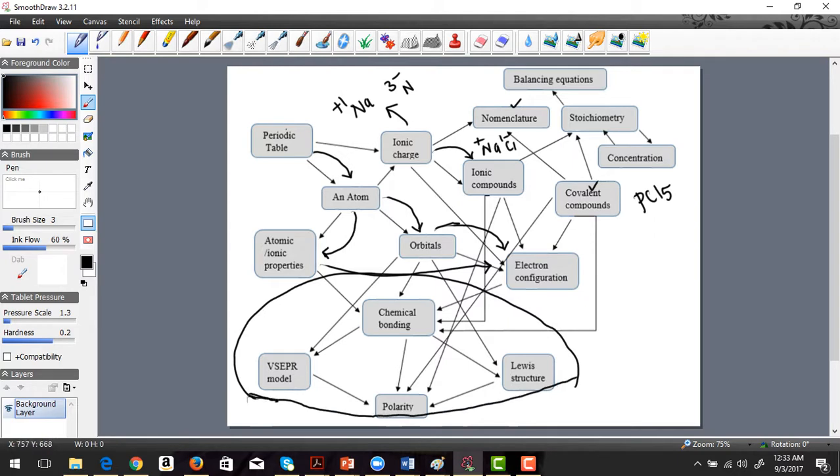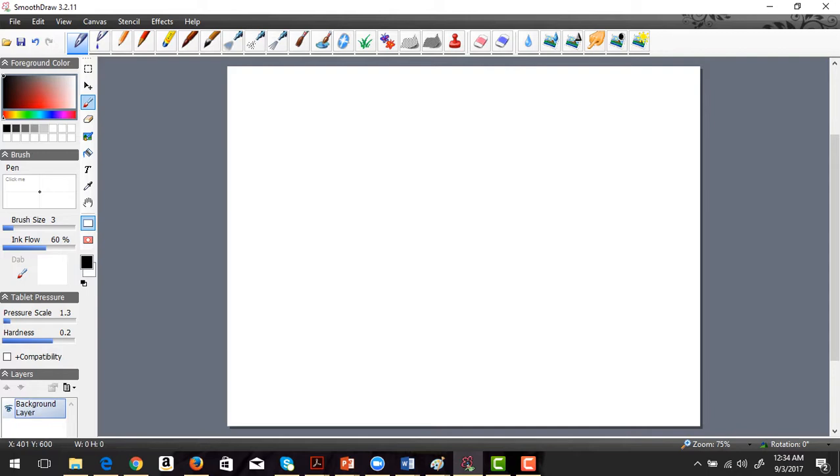bonding plays a key role towards a molecule's polarity, that is whether it's polar or non-polar. And we're going to use two popular models. One of them is the VSEPR model and the other one is Lewis structures, because the VSEPR model has some deficiencies which will be corrected by the Lewis structures. So let's delete this. Now I mentioned the word polarity, right?